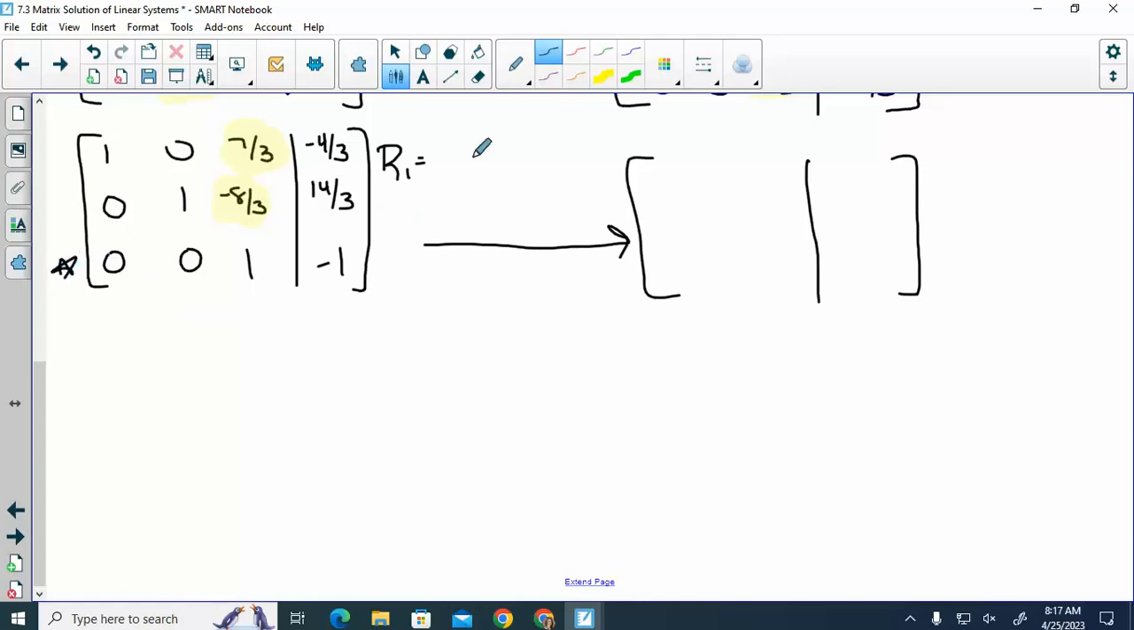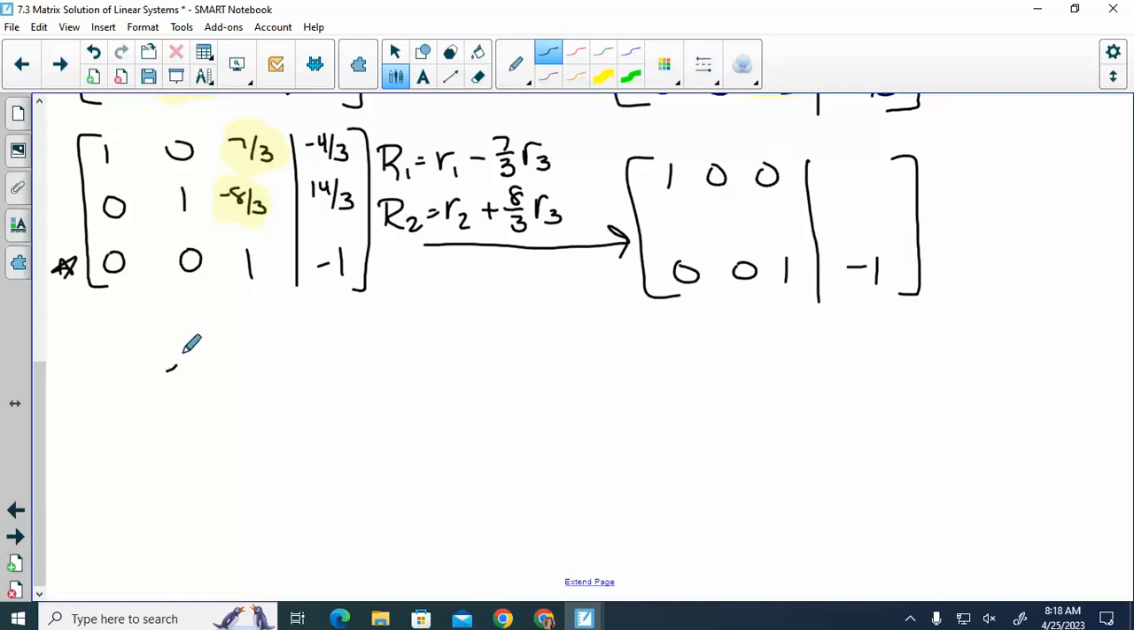Row 3. Okay. So row 1 equals row 1. It's a positive 7 thirds, so we will subtract 7 thirds of row 3. For the second one, we start with row 2. It's a negative 8 thirds, so we will add 8 thirds of row 3. So 1 minus 0 is still 1. 0 minus 0 is 0. 7 thirds minus 7 thirds, 0. Negative 4 thirds minus 7 thirds times negative 1.